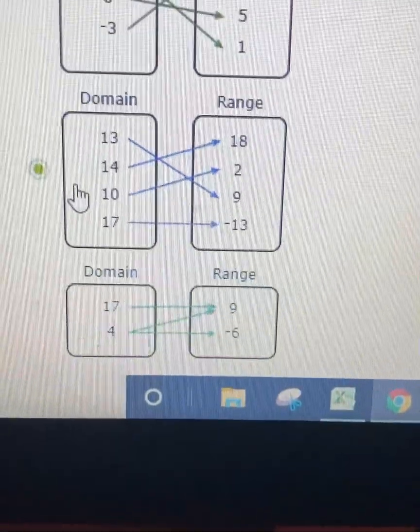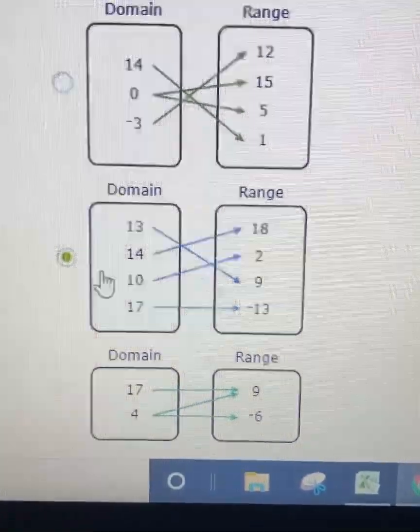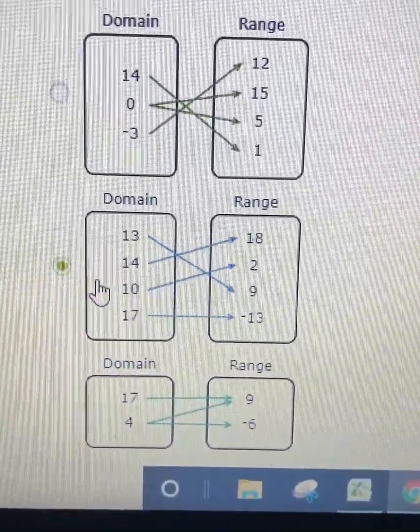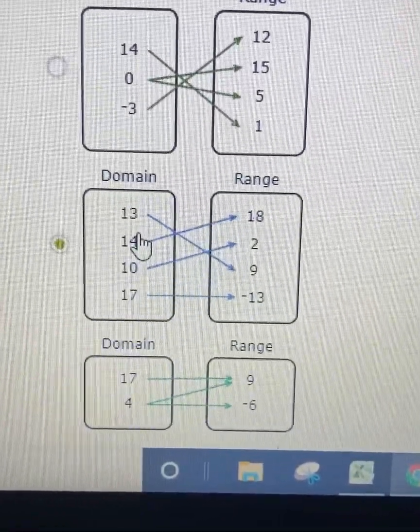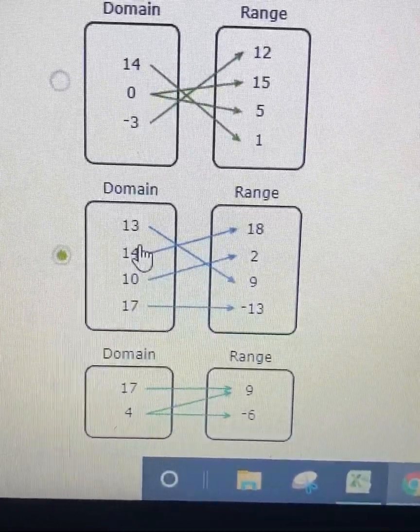So, good luck. One input, one output. One domain, one range. One line, one dot. Those all make our functions.